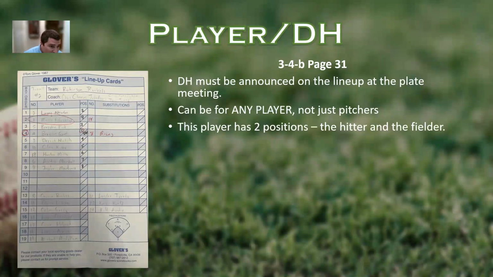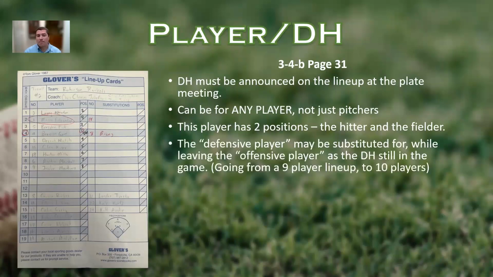This player, so if you look, Braden Gant is the player DH and has two positions. He is, number one, the pitcher in this scenario. He's fielder number one, and he is the designated hitter. When he's on defense, he's acting in his pitcher role, the defensive role. When he's batting, he's acting in the batter designated hitter role. Okay, and that's a very important clarification coming up here in just a little bit, okay? You've got to kind of compartmentalize. The defensive player may be substituted for while leaving the offensive player as the DH still in the game.